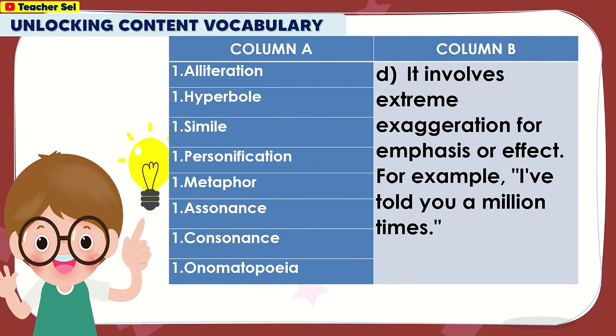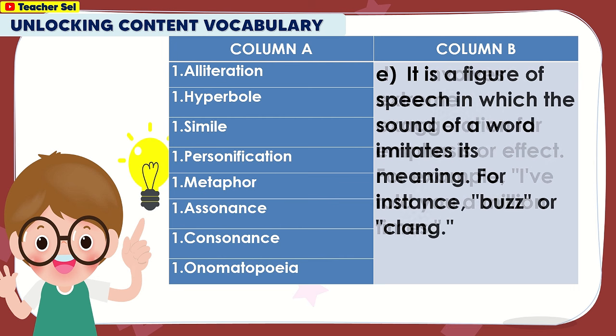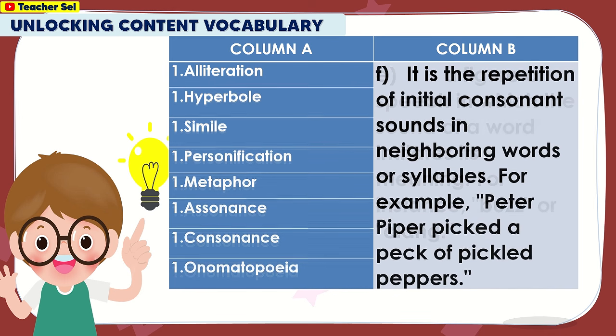D. It involves extreme exaggeration for emphasis or effect. For example, I've told you 1,000,000 times. E. It is a figure of speech in which the sound of a word imitates its meaning. For instance, buzz or clang. F. It is the repetition of initial consonant sounds in neighboring words or syllables. For example, Peter Piper picked a peck of pickled peppers.